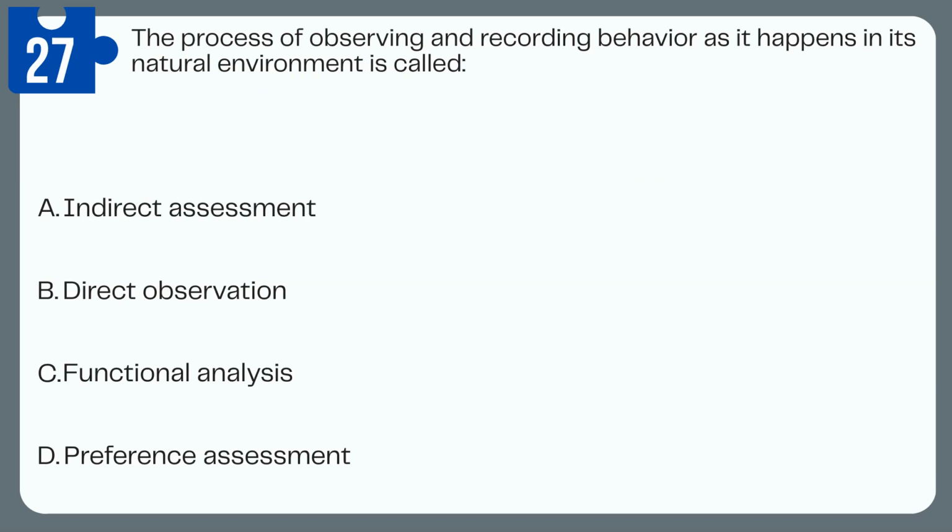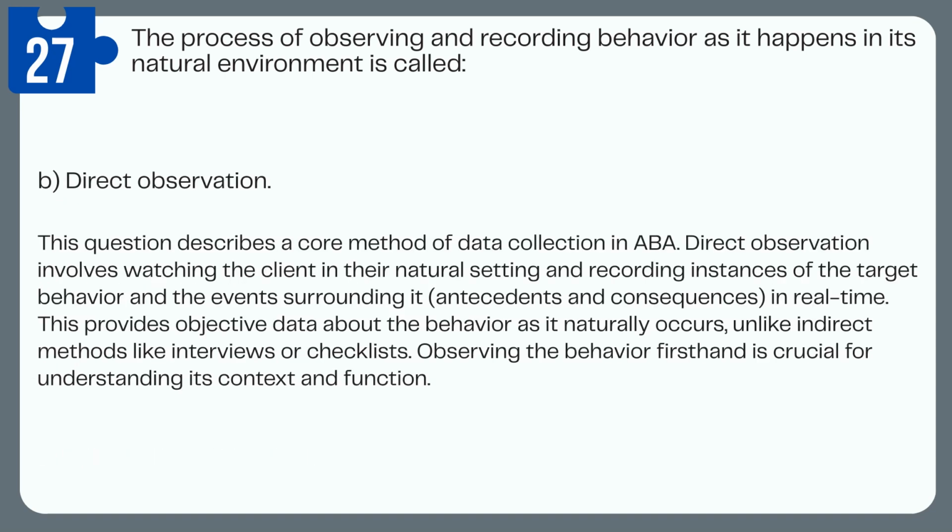Question 27. The process of observing and recording behavior as it happens in its natural environment is called A. Indirect assessment. B. Direct observation. C. Functional analysis. D. Preference assessment. Answer: B. Direct observation. This question describes a core method of data collection in ABA.